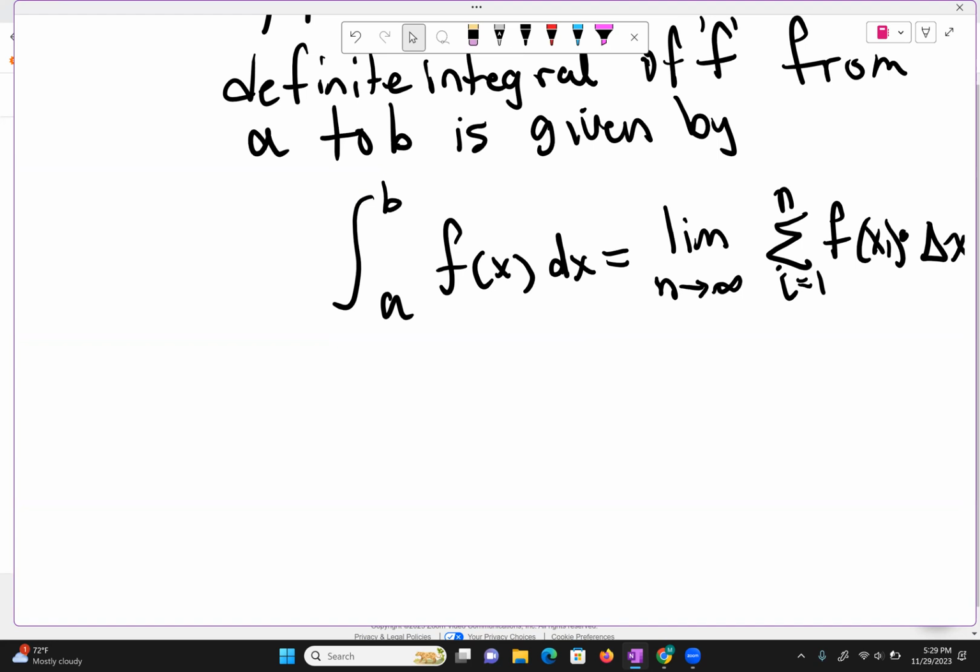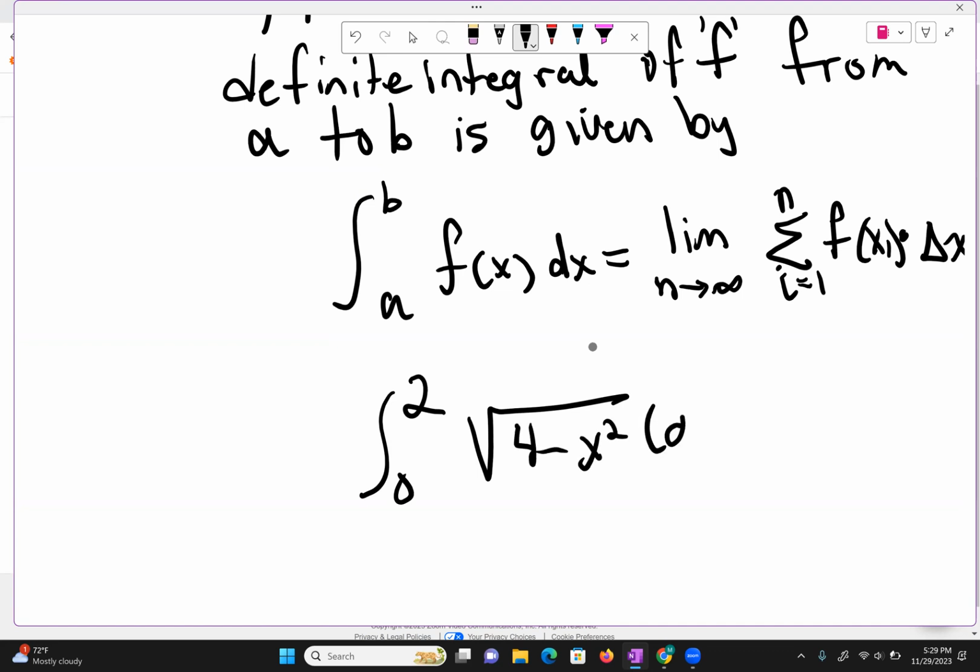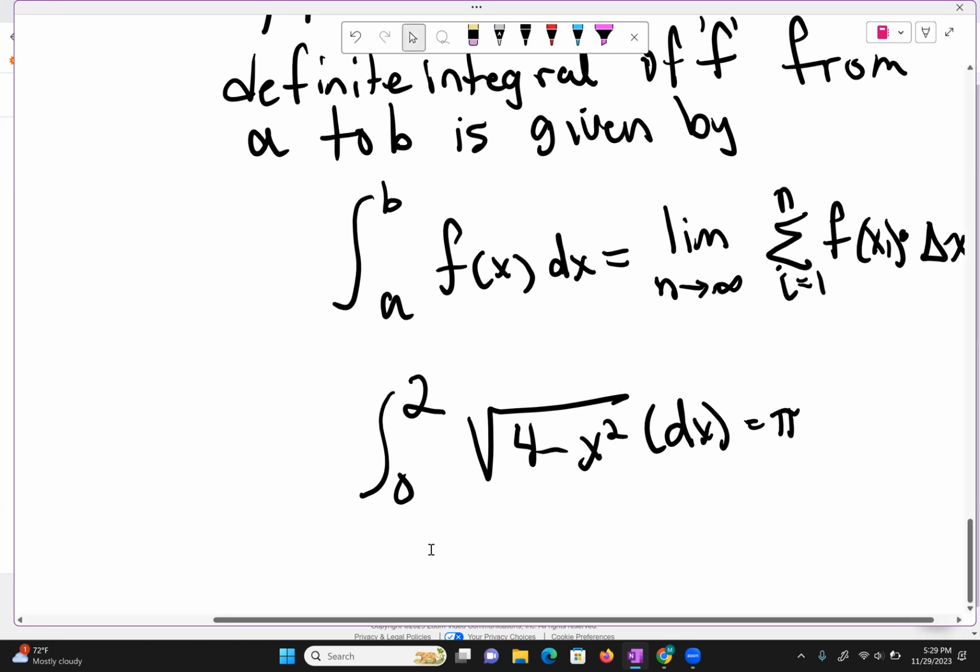And so in our previous example, our integral from 0 to 2 of the square root of 4 minus x squared dx is equal to pi, based on the explanation. Okay. Let me stop here for a minute, and we'll continue shortly.